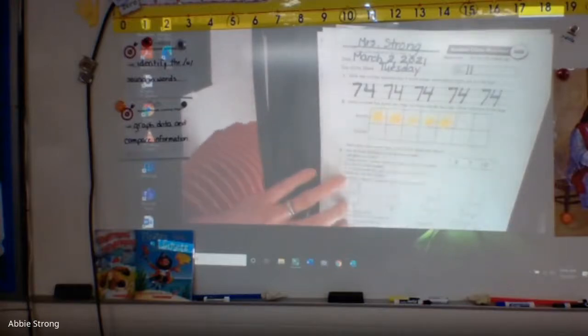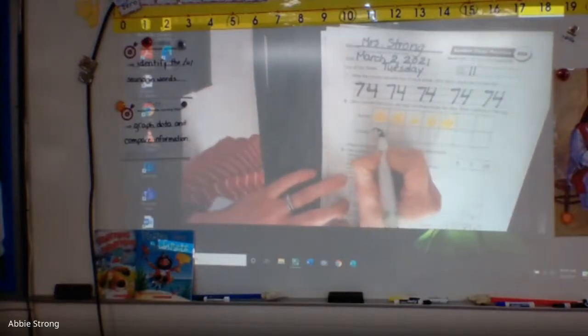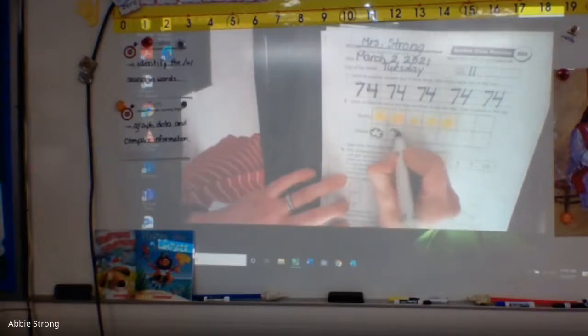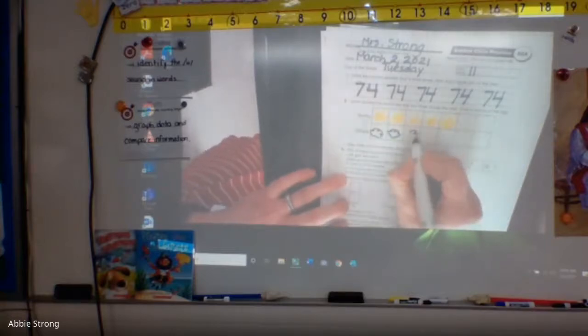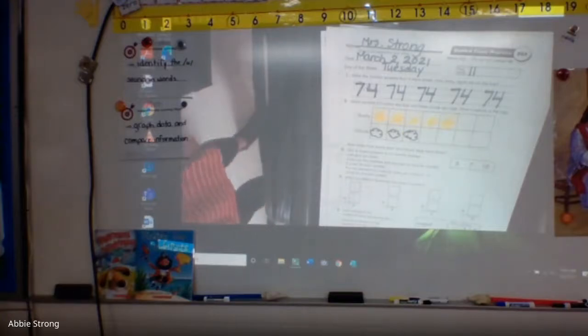And I'm going to use a gray one. You could use a gray or black and just not push super hard. We're going to make 3 cloudy pictures. Make sure you count. That's it, 3 clouds. No more, only 3. 1, 2, 3, all done.